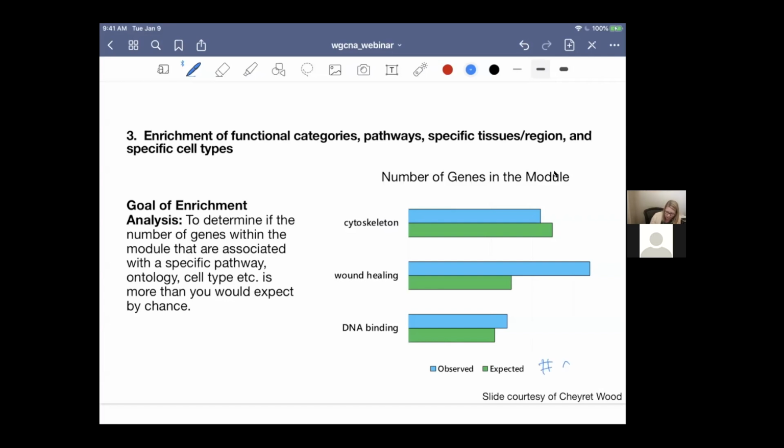So this would be number of genes along this axis. And you can see for these two ontologies, there isn't much difference from what we would expect simply by chance in that module, depending on the module size. But within the wound healing example, we see many more genes than we would expect by chance. And so we can use standard statistical methods like a Fisher's exact test to get a p-value to give us statistical inference for this association.